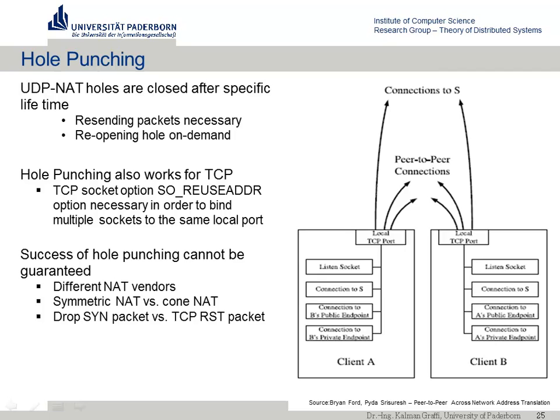But still, you don't have the guarantee that it works, because you have different NAT vendors, different implementations, different approaches of how to do NAT, what is allowed and what is not. That's why it's just an attempt, and you don't have the guarantee that it really works. In the worst case, you still have to use the relay.